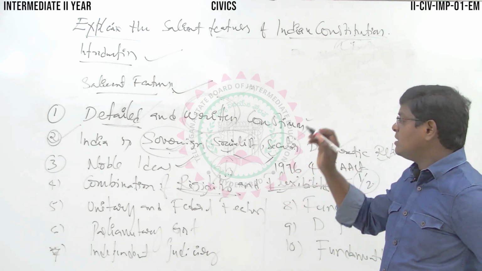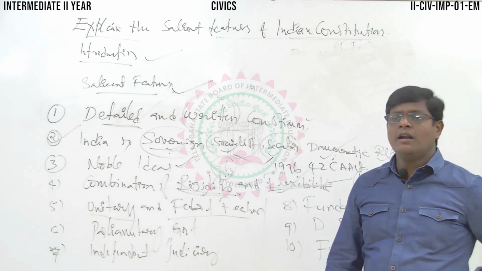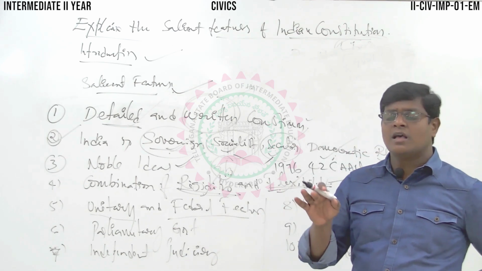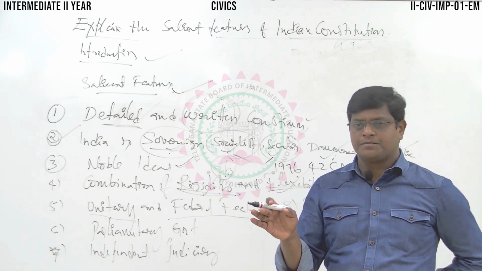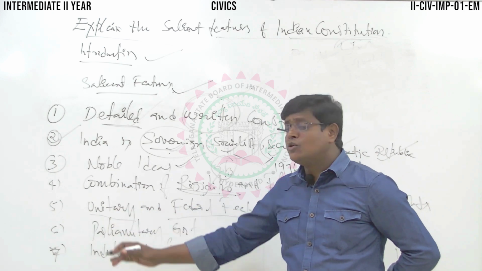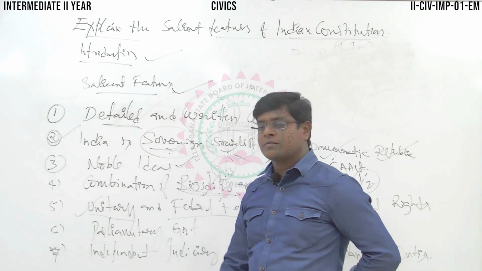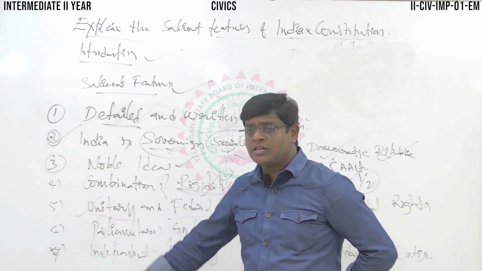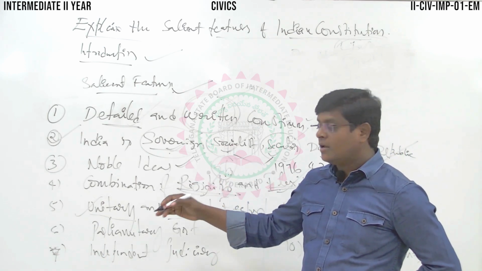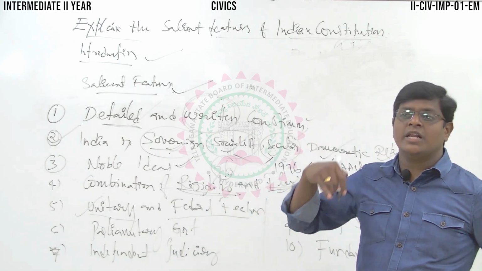Okay. Then the next provision is unitary and federal features. In the Indian Constitution, both the unitary features as well as federal features exist. Understood? What unitary features exist in the Indian Constitution? You know, one constitution. Understood? One citizenship, that is single citizenship, and one integrated judiciary. They are examples of unitary features mentioned in the Indian Constitution.